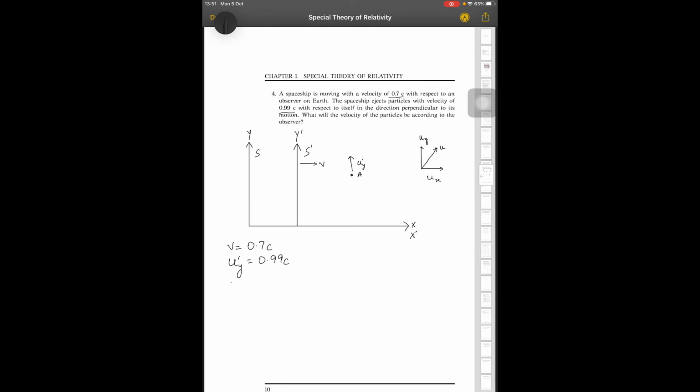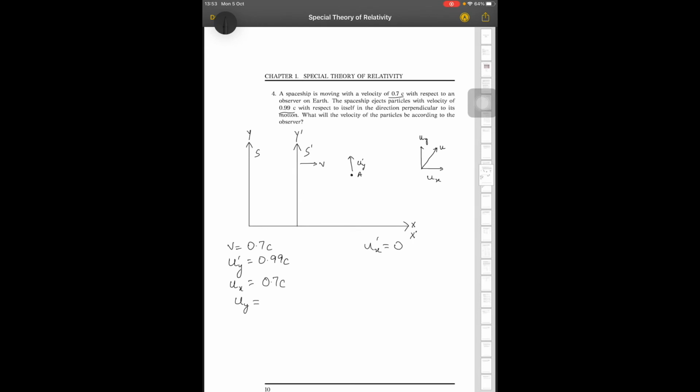So according to the formula, ux equals ux dash plus v, because we are using the inverse Lorentz transformation, upon 1 plus ux dash into v by c square. Since there is no velocity in the x dash axis, ux dash equals 0. Now this will be equal to 0.7 c upon 1 plus 0, which is equal to 0.7 c.